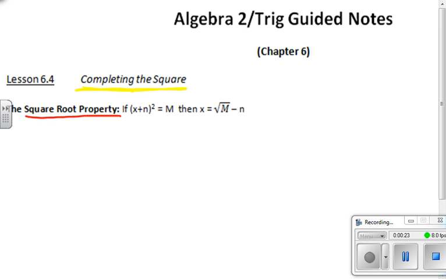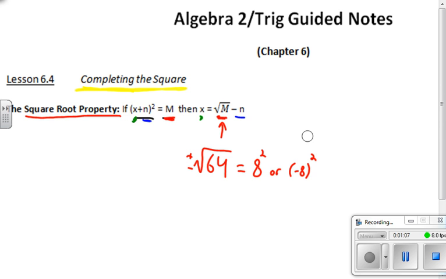The square root property says that if we have a binomial (x + n)^2 and that equals m, then we can find out what this x value equals. We'd say x equals the square root of m, minus our n value. And there's one thing to note here, this square root of m. Remember, if we have 64 and we want the square root of 64, that's either 8 or negative 8 squared. Both of them will give you 64. So you always want the positive and negative version of each of those.